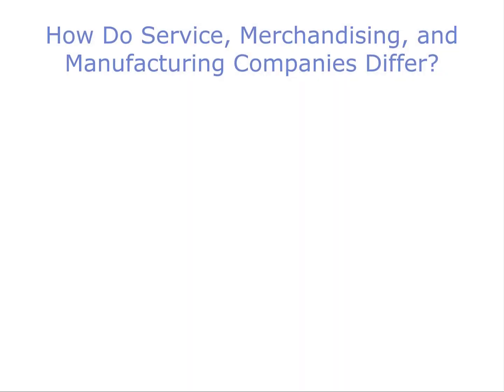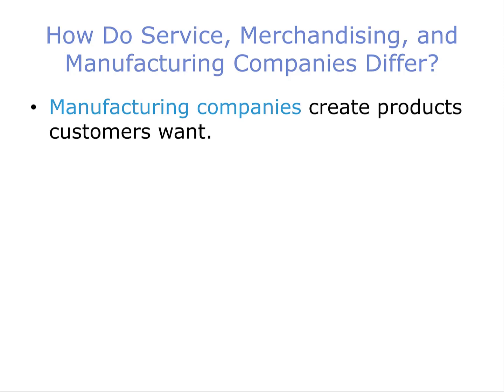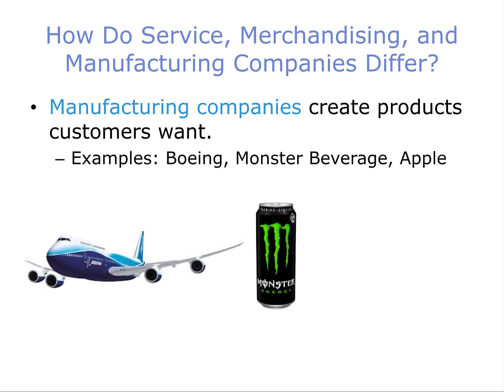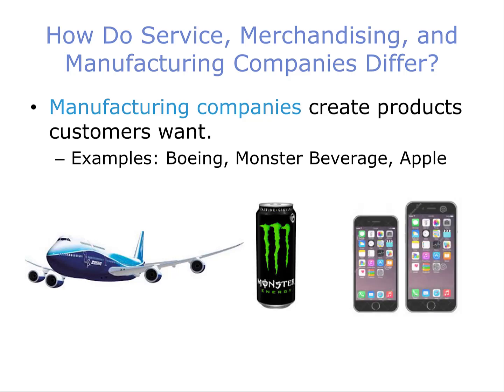So let's get back to answering the question, how do service, merchandising, and manufacturing companies differ? We've already discussed service companies and merchandisers. Now let's define manufacturing companies. These companies create products that customers want. Examples include Boeing, which makes jet airliners, Monster Beverage, which caffeinates my students and keeps them bouncing off the walls, and Apple, manufacturer of cell phones.